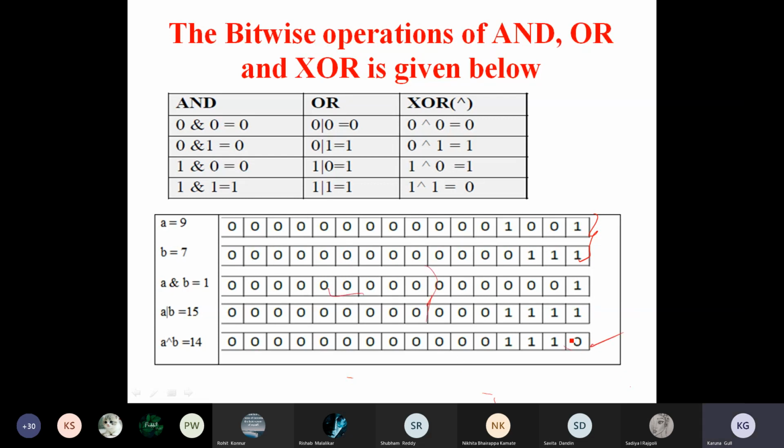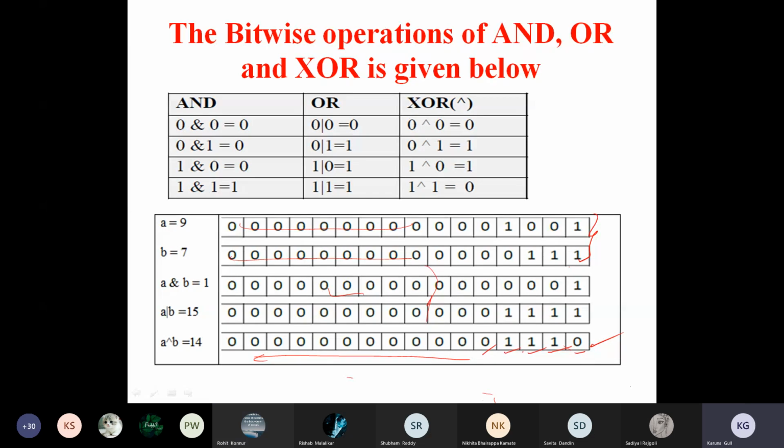Okay, 1 XORed with 1 is 0. 0 XORed with 1 is 1. 1 XORed with 0 is 1. 0 XORed with 0 is 0. So all other terms are 0. Correct? Is it okay? Yes, ma'am.